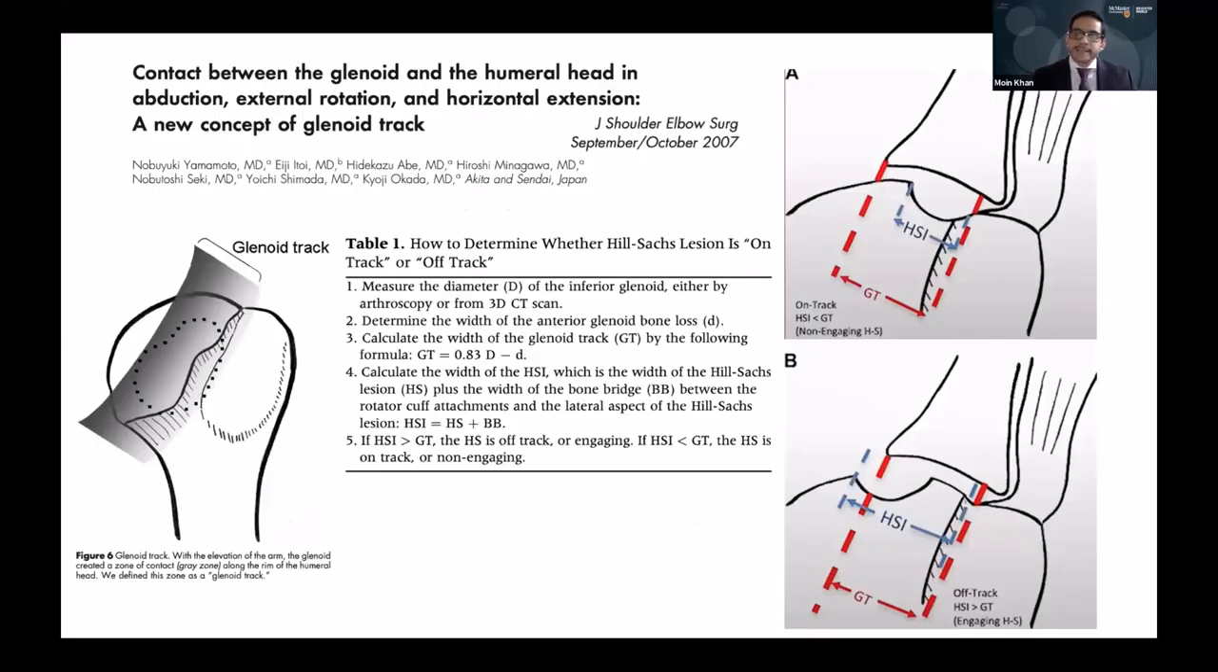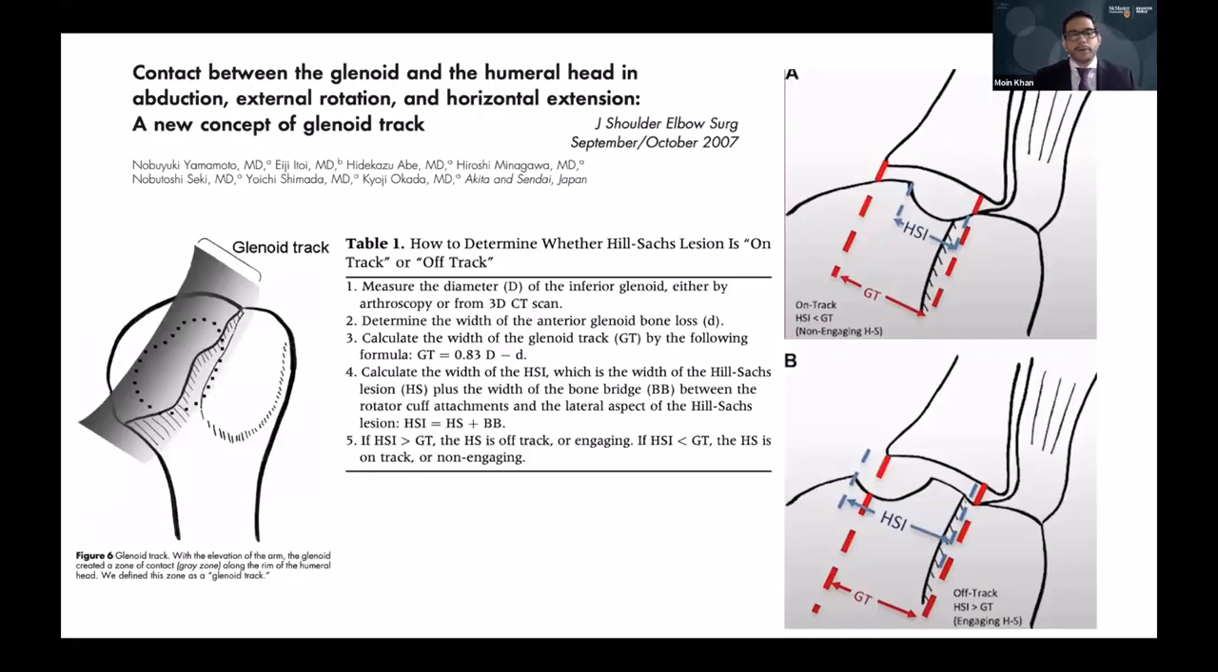And Hill-Sachs lesions that are larger and more medialized are more likely to engage off the anterior aspect of the glenoid than those that are smaller or more lateralized. And the method to calculate if a lesion is on or off track is very straightforward. You start off by measuring the diameter of the glenoid from your best fit circle. You determine the width of the glenoid, and then you multiply that by 0.83. Then you subtract from that the amount of glenoid bone loss, and that gives you your glenoid track.